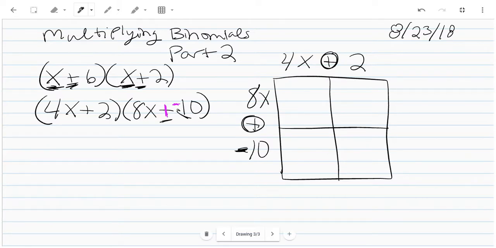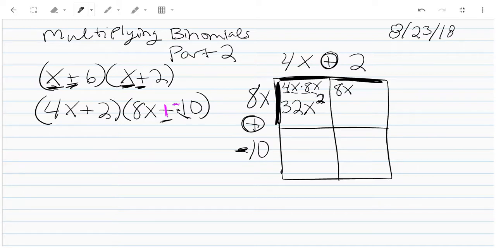So now, just like before, I'm going to multiply this top by this side. So that's 4x times 8x. And 4 times 8 is 32, and x times x is x squared. And then I have, that's a 32x squared. And then I have now, this is 2 times 8x, so 8x times 2. And this 8 times 2 is 16, and that's x. And then now I have 4x times negative 10.